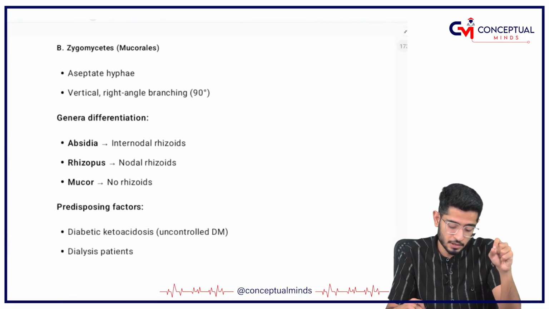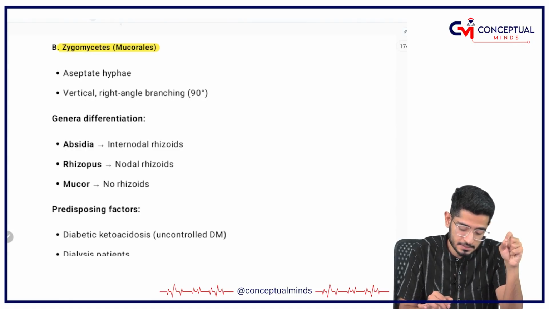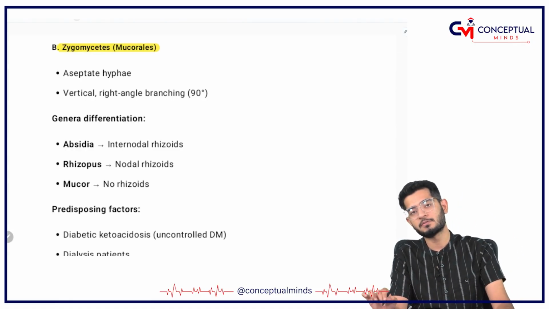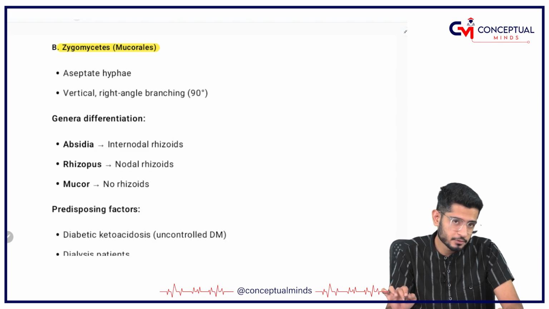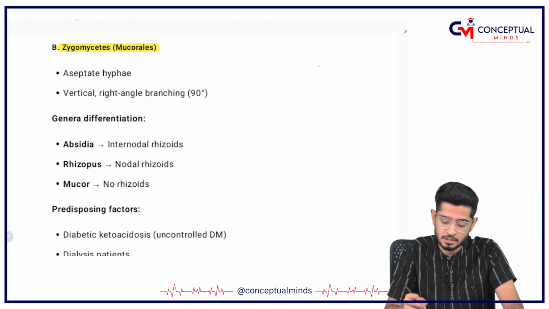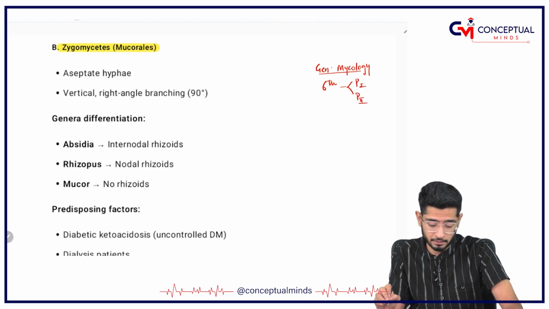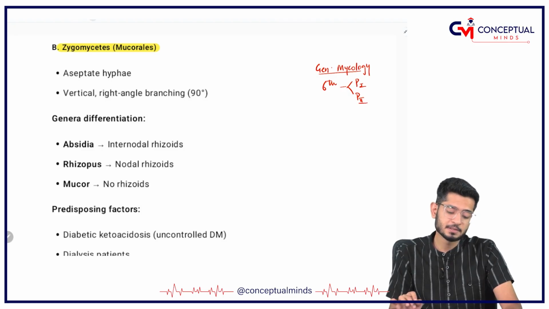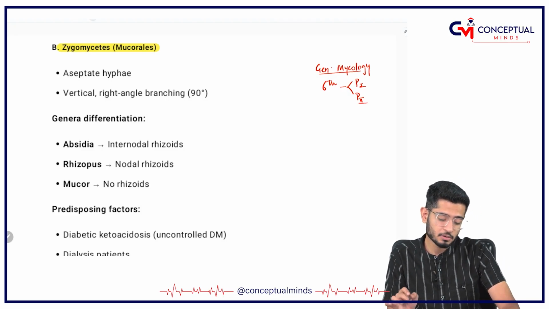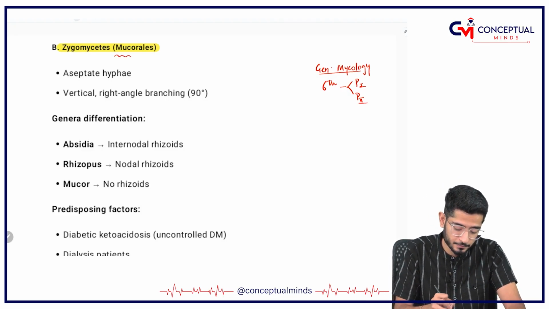Coming on to zygomycetes. Zygomycetes is also an opportunistic fungal infection. If you are confused regarding the classification, you can watch our general mycology video, especially the 6th video, both part 1 and part 2, then it is going to be very clear to you. My dear friends, please remember that zygomycetes are also called mucorales.